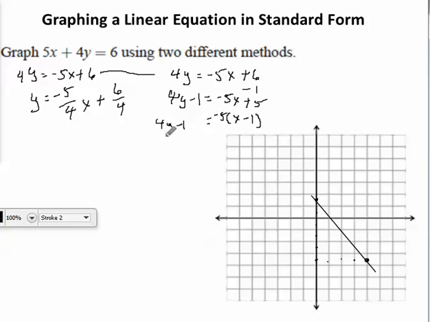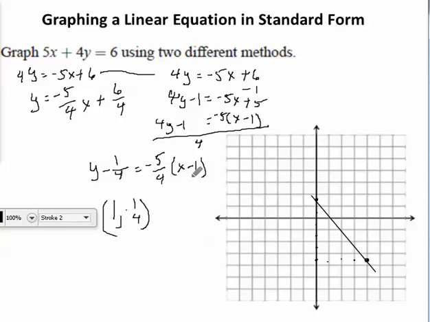Well, now I can divide by 4, right? If I divide everything by 4, I'm going to wind up with y minus 1/4 is equal to minus 5 over 4 times x minus 1. And where's my point located? Well, it's going to be located at 1 comma 1/4. That's where my point is located. See here, I got a 1 and I got a 1/4.